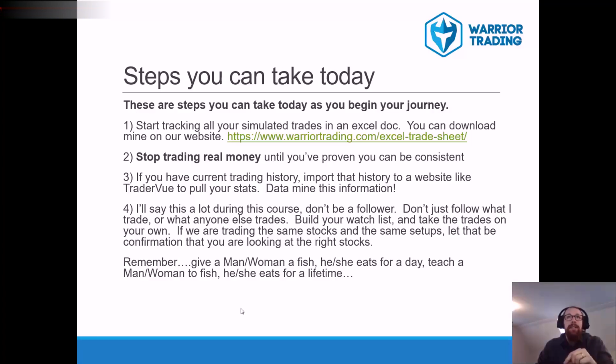You can get those stats from our simulator. You can get those stats from TraderView if you currently have trading records that you can import. And you can get those stats from our Excel doc as well.